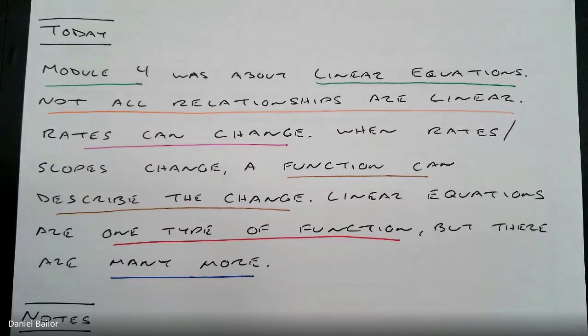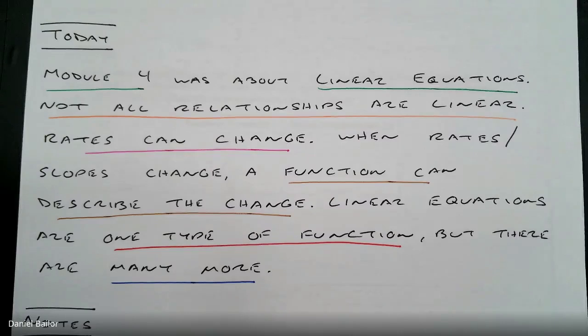Today's notes are kind of long because I explain the difference between linear equations and functions. Module 4 was about linear equations. But not all relationships are linear. Rates can change. Remember in Module 4, we talked a lot about slope and how in linear equations, the slope was constant. The slope stayed the same for the whole equation. Well, rates can change. When the slope of a line changes, it makes a curved line. When the slope is constant, the line is straight. When the slope is different in different parts of a line, it's curved and it's not linear. That is where a function can describe the change.